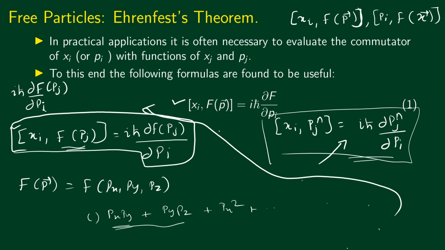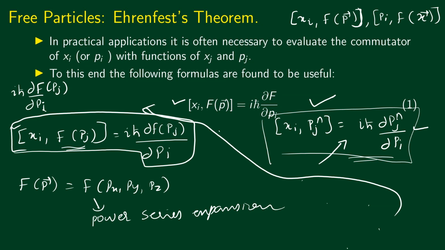So there will be a number of second order terms. Similarly, there will be a number of third order terms. In each term there will be some power of p_x, some power of p_y, some power of p_z. So for each term we can use this formula: the commutator of x_i with p_j^n is equal to iħ times the partial derivative of p_j^n with respect to p_i. So the idea is that you can write the power series expansion. Maybe you can write a few terms, that will be sufficient.